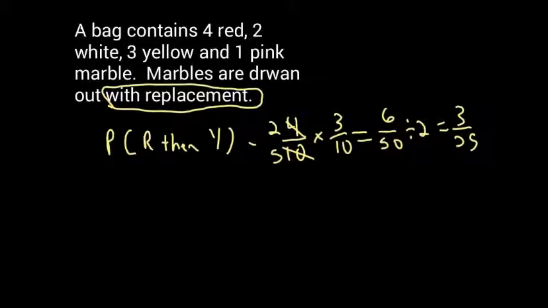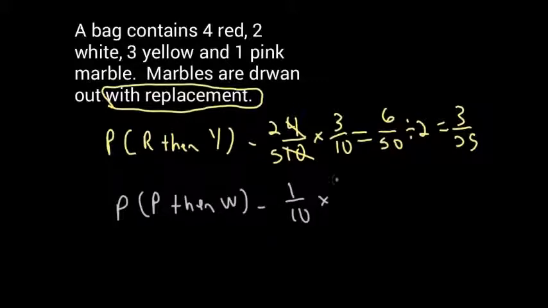Alright, so we'll do another one. So what's the probability of a pink, then white? So pink would be 1 out of 10. And then white would be 2 out of 10. So again, I can reduce 2 out of 10. Divide them both by 2, so 2 becomes 1, 10 becomes 5. So 1 times 1 is 1, and 10 times 5 is 50. And this can keep going.